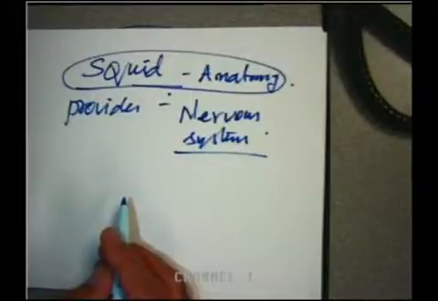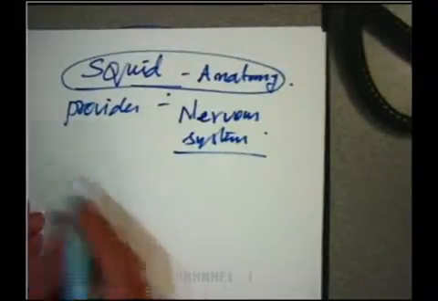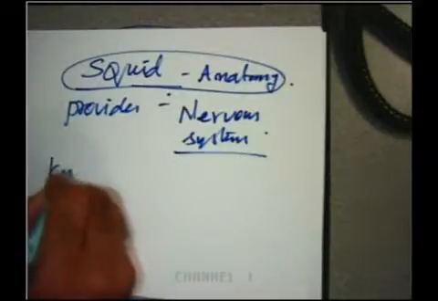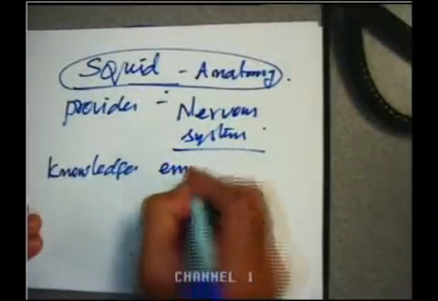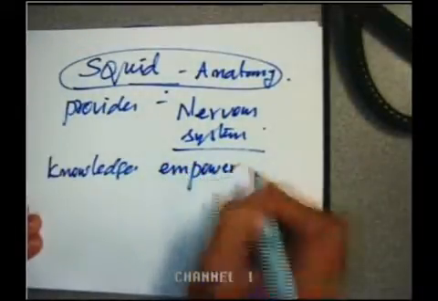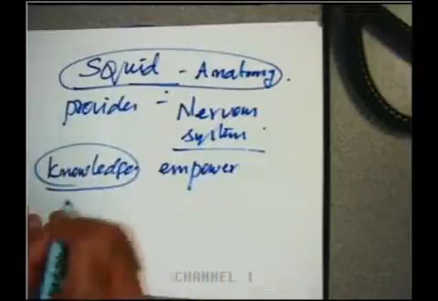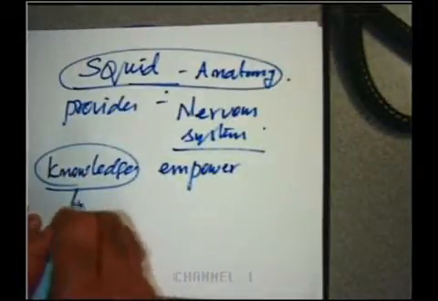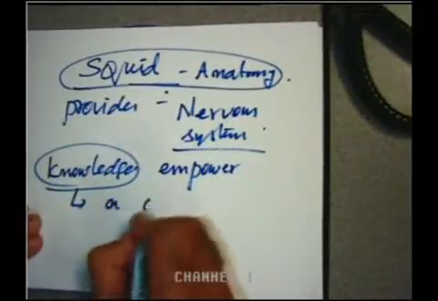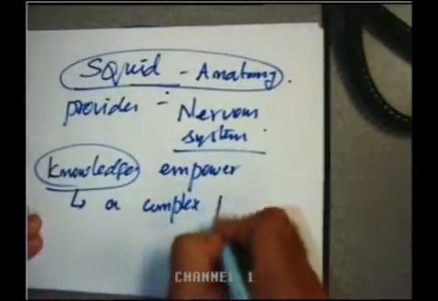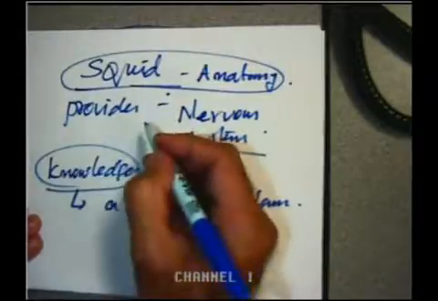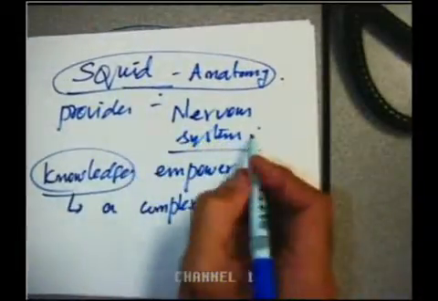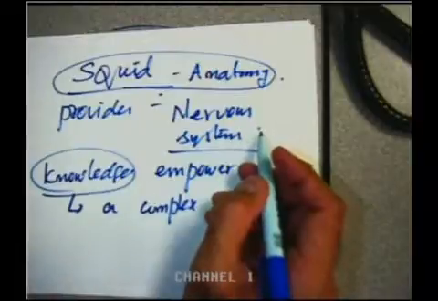Why do we have to study the lower part of the animal kingdom, like a squid? Knowledge empowers. To get that knowledge, you have to go very simple to understand a complex problem. The neurons, that's one of the primitive ones here.